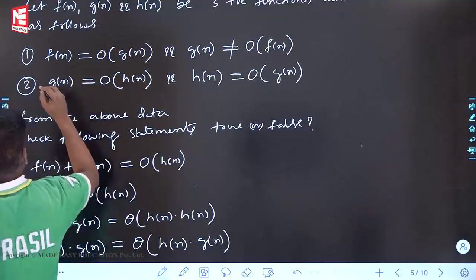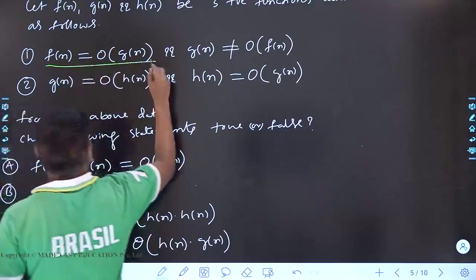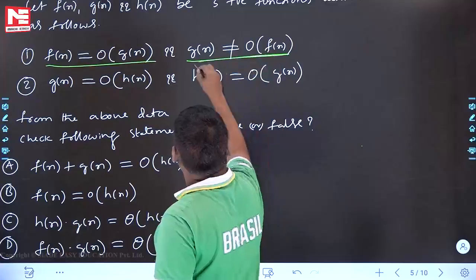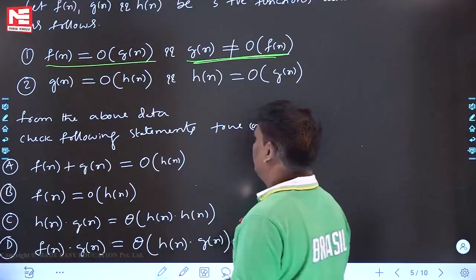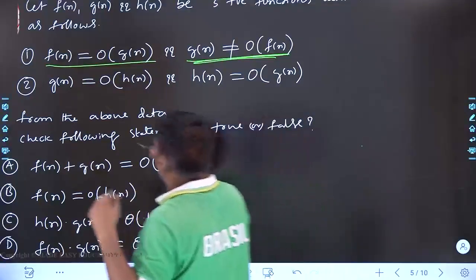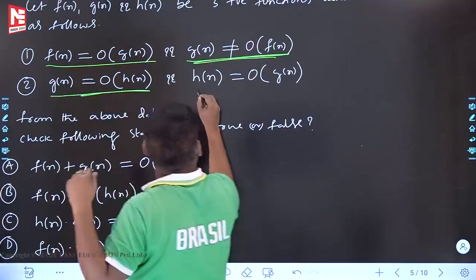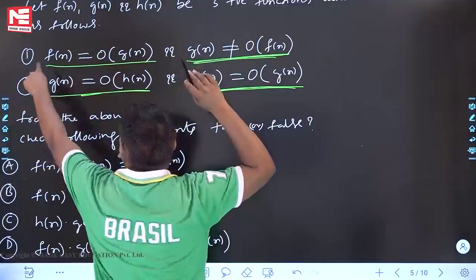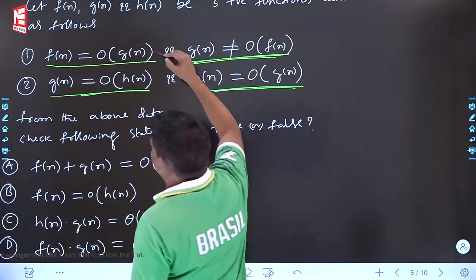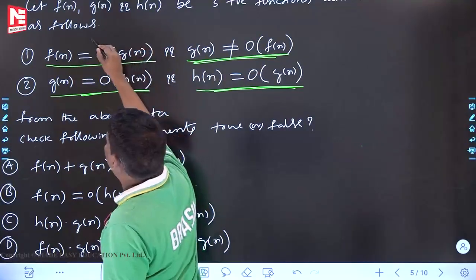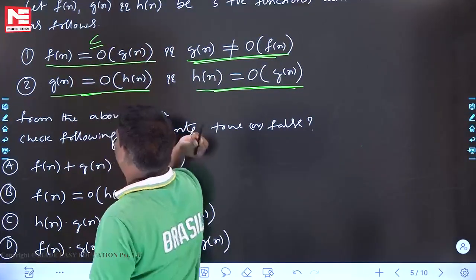So read the first statement. F of n is big O of g of n, g of n is not big O of f of n. These are the two statements. In the first line there are two statements, and the second line also has two more. Totally 4 statements, written in 2 lines. Let's see the first line. Can you help? F of n is big O of g of n. What is the meaning? G of n may be bigger or equal.